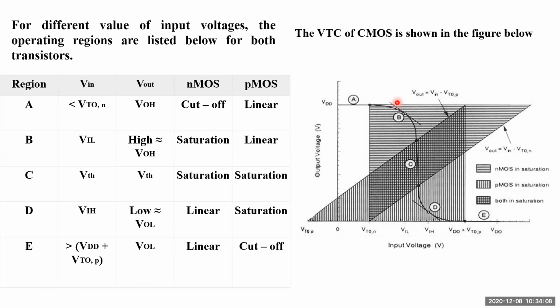And this is a graph for the operations I discussed just now. This is region A, that is between 0 and the threshold voltage.